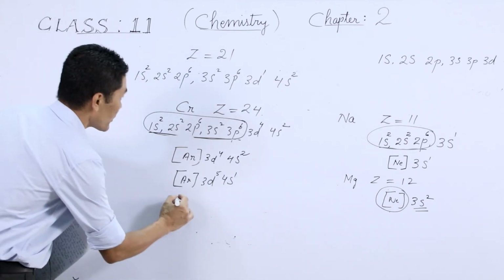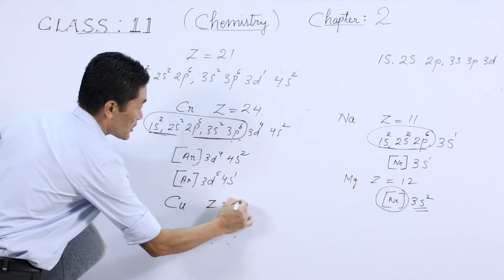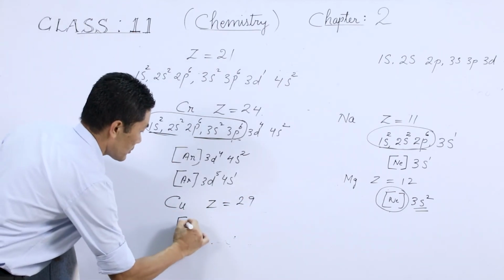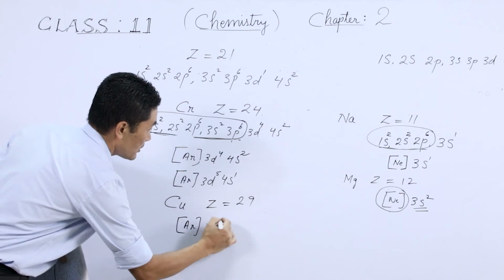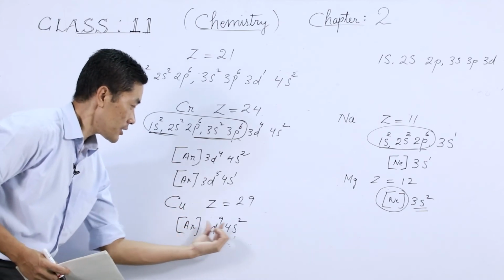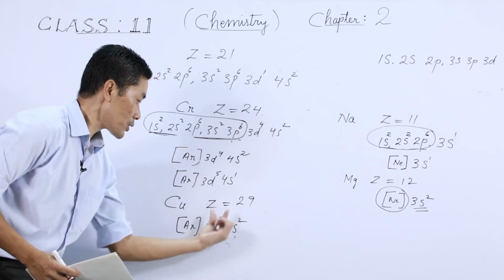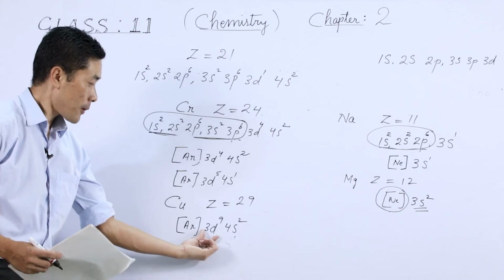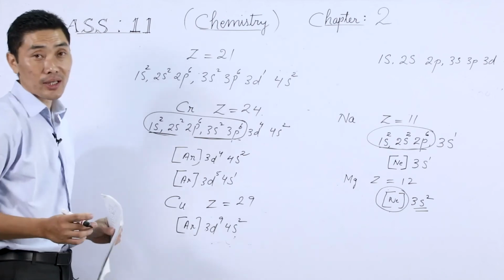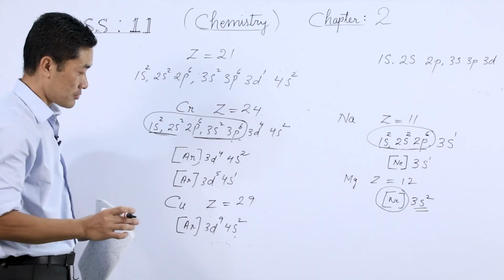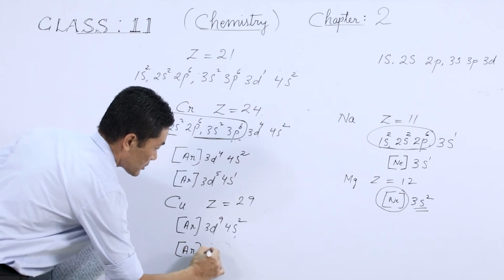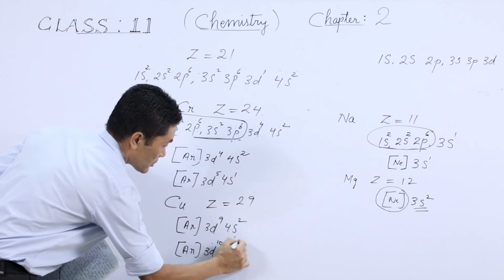Likewise, for copper, whose atomic number is 29, if we write the electronic configuration, we should be writing [Ar] 3d9 4s2. 29, so 18 here, then 20, and the last 9 electrons will come into the 3d orbitals. But once again, the d orbitals will be more stable when they are fully filled in this case. So the actual configuration is 3d10 4s1.